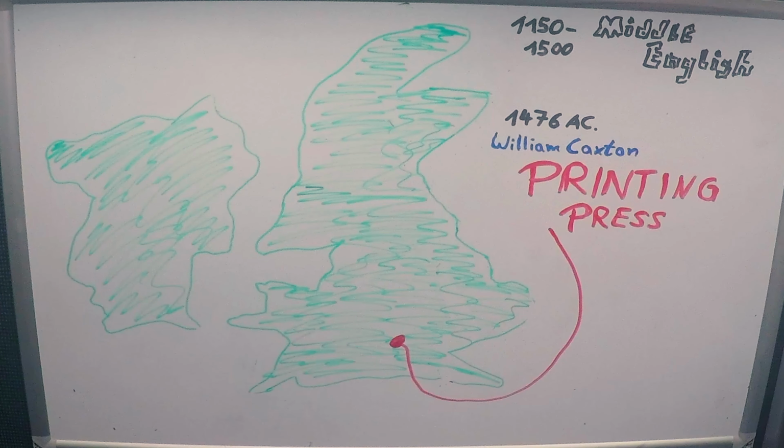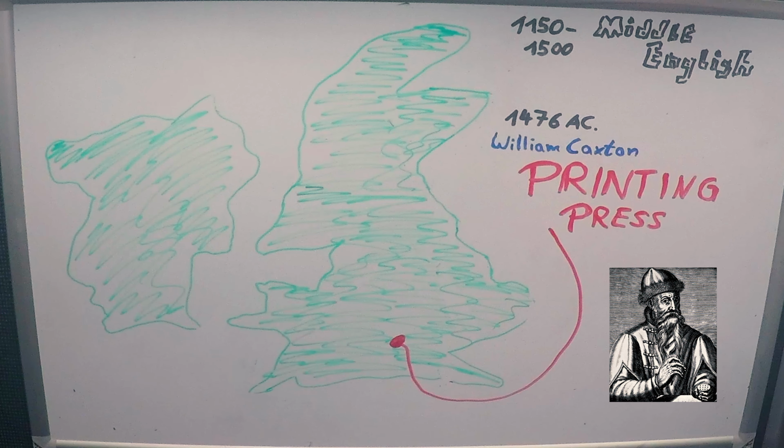We fast forward another couple of years until in 1476 William Caxton set up the first printing press of England in Westminster. For the sake of clarity, he didn't invent the press, that's Gutenberg. The guy with the awesome curly beard, not the guy with the awesome curly hair.